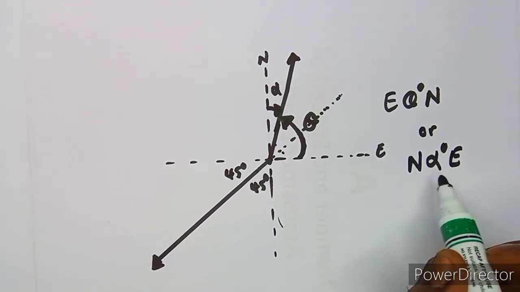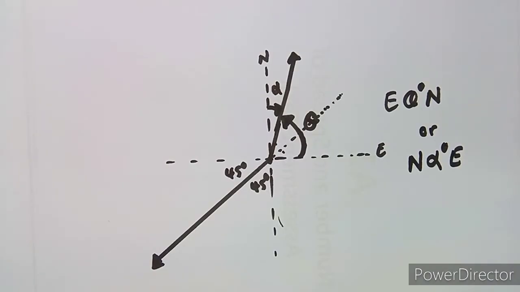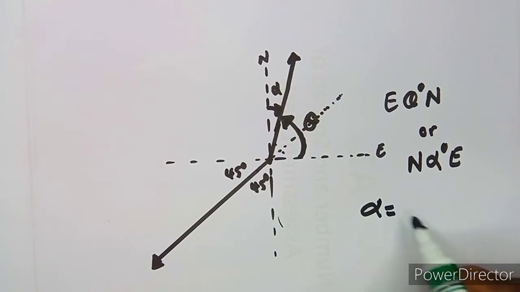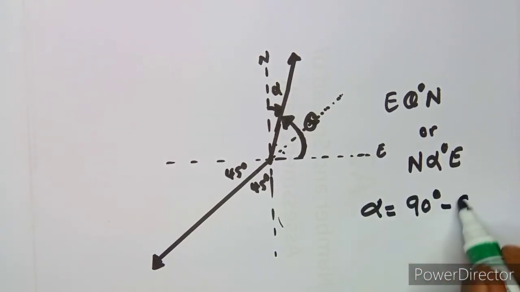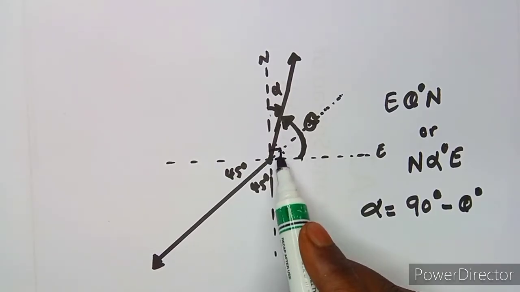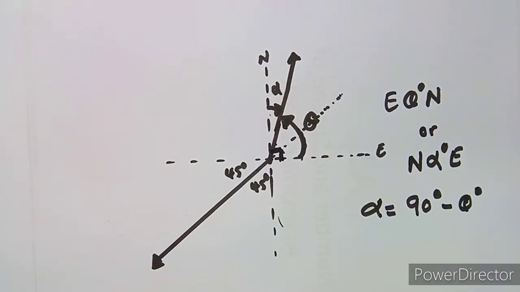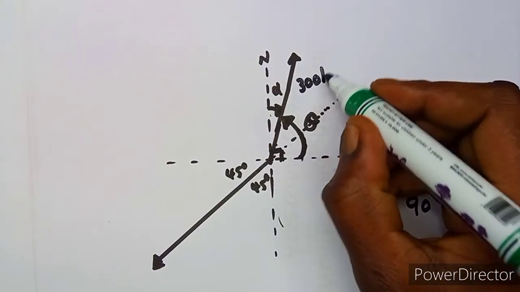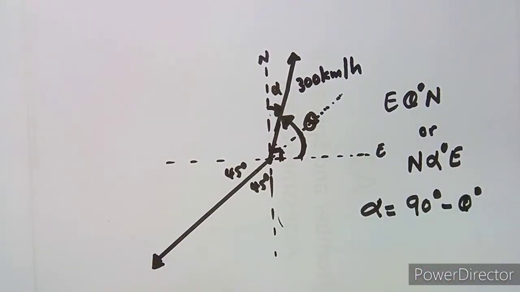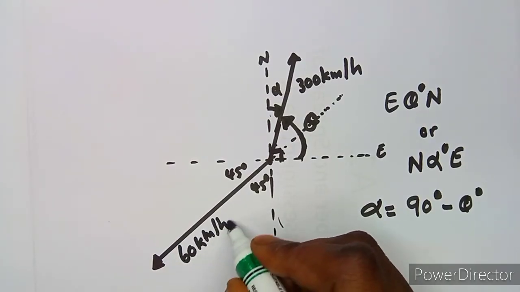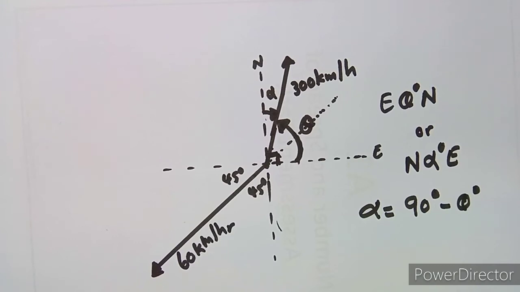So take note, these angles are different. That is why I'm calling one alpha and the other theta, but there's a relationship between these two: alpha is equal to 90 degrees minus theta. If I calculate theta, I can calculate alpha by simply subtracting from 90, because this is 90 degrees in this quadrant. So that is our diagram, guys. Let's just put in our speeds. This is the aircraft, traveling at 300 kilometers per hour, and this is the wind, traveling at 60 kilometers per hour. Remember that. So that is what our diagram is going to look like.